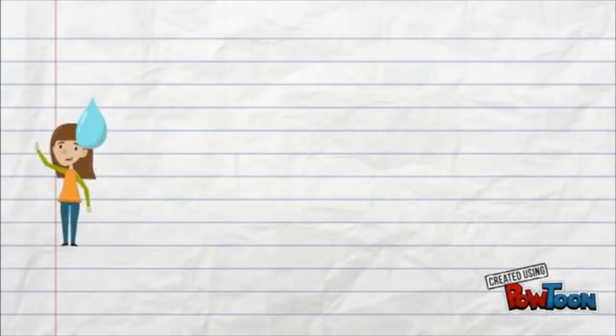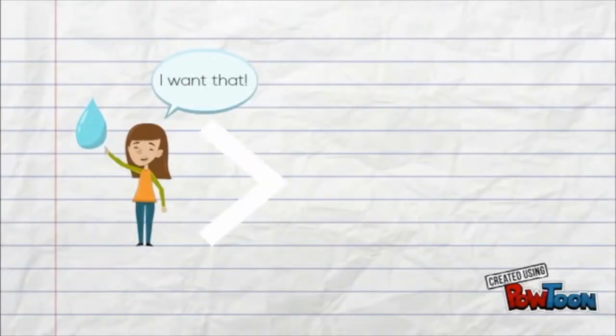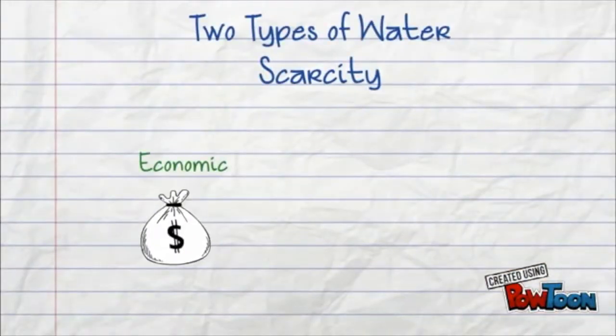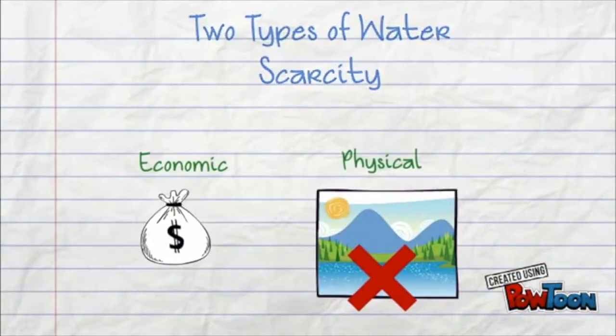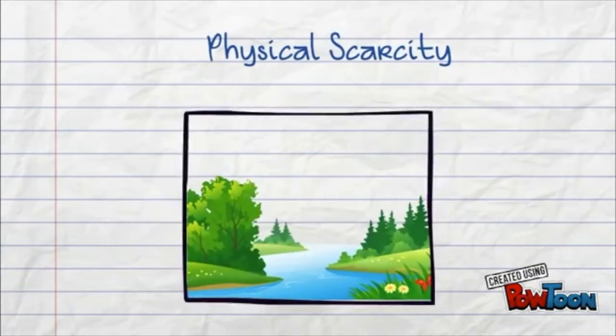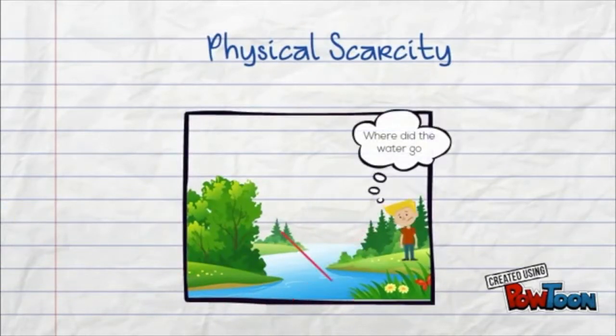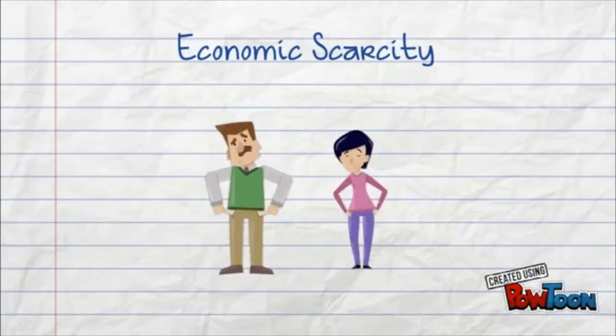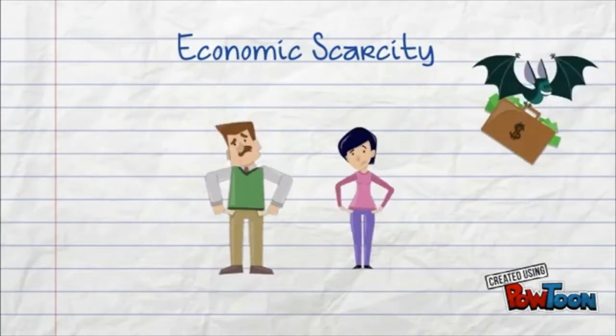Now let's talk about water scarcity. Water scarcity is when the demand of water exceeds the availability. There are 2 types of water scarcity: physical and economic water scarcity. Physical scarcity is when there's no water available. Economic scarcity is when one cannot access or afford it.